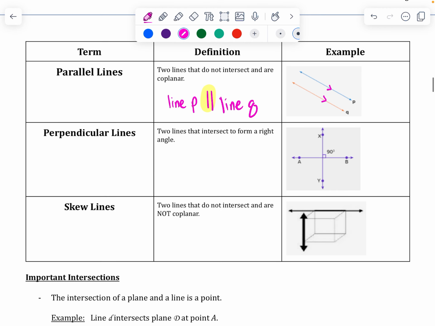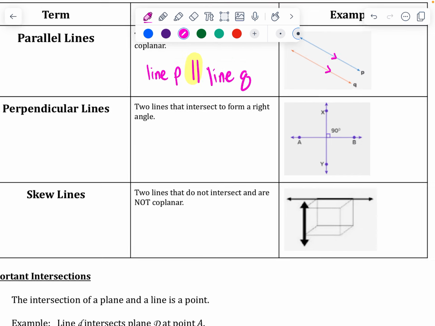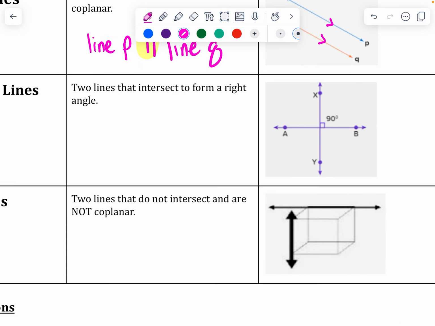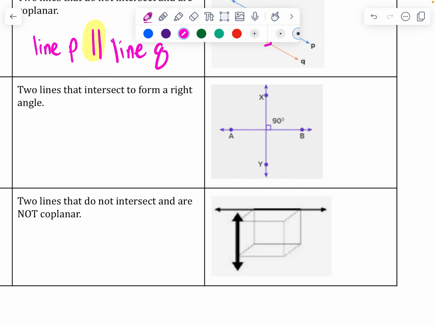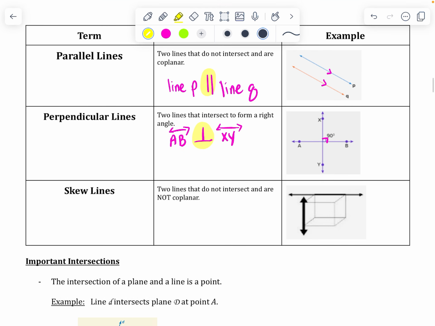Now, perpendicular lines are lines that cross and form a 90-degree angle, like line AB and line XY. The symbol for that is similar to parallel but opposite. We would say that line AB is perpendicular to line XY, which means that they form this 90-degree angle, that perfect corner. And this is the symbol that we use for that. Perpendicular versus parallel.